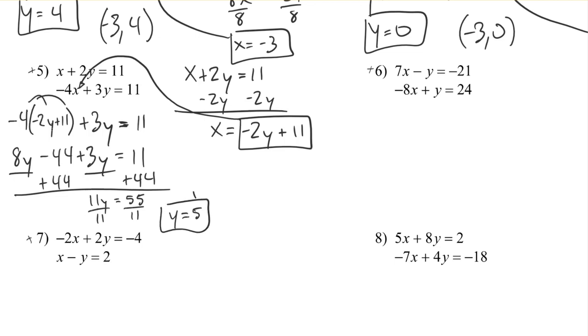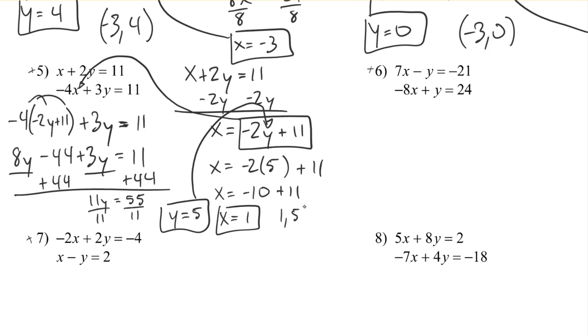So then we're going to take that value of y and plug it into our other equation here. So x equals negative 2 times y plus 11. We said y was 5. So x equals negative 10 plus 11. So x equals 1. So that's the point 1, 5.